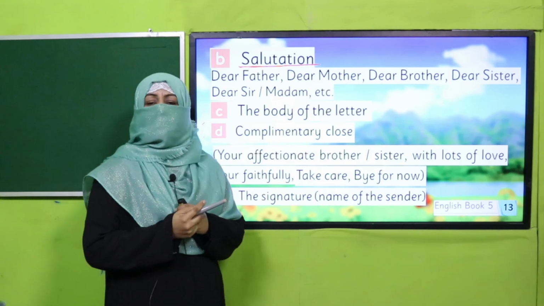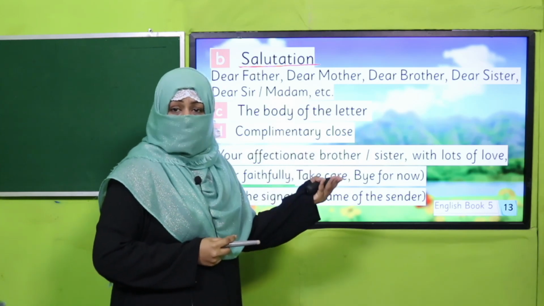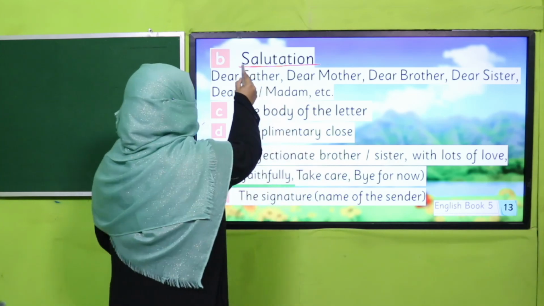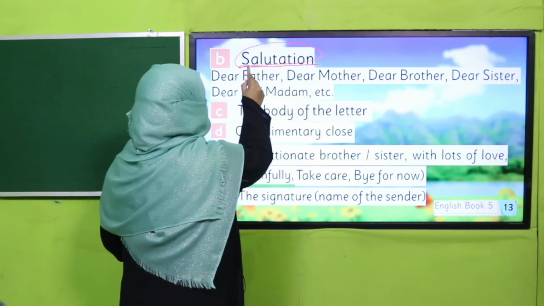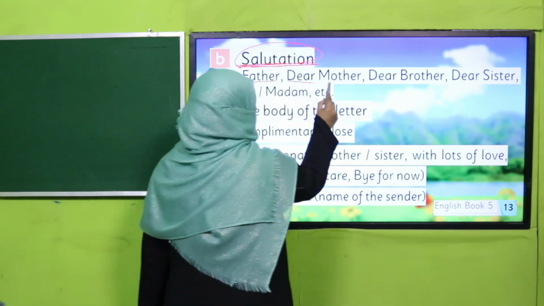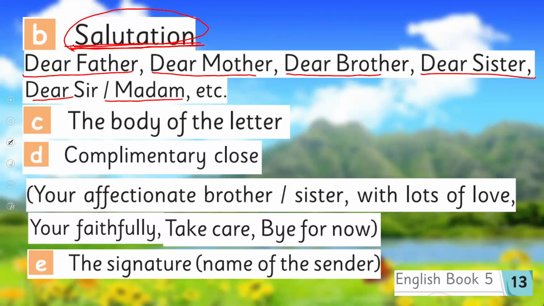Okay. Next is salutation. Salutation is the way you call someone. Likewise, when you're talking to someone, you call someone, my dear sister, my dear brother, kindly listen to me. The way that is called a salutation. So we use salutation while writing a letter, like dear father, dear mother, dear brother, dear sister, dear sir, dear madam, etc. All right, so second part is salutation. The third is the body of the letter.